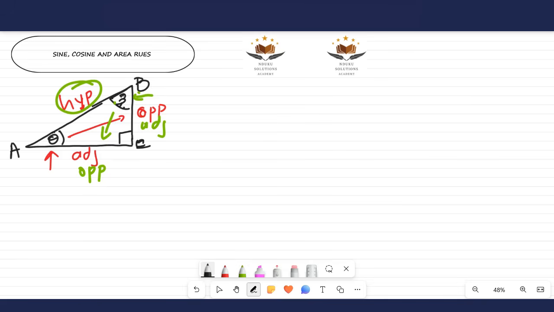We also have learned that we have your trig functions, which make a mnemonic that we call. For us to be able to remember them, we have made a mnemonic, which is SOH CAH TOA.